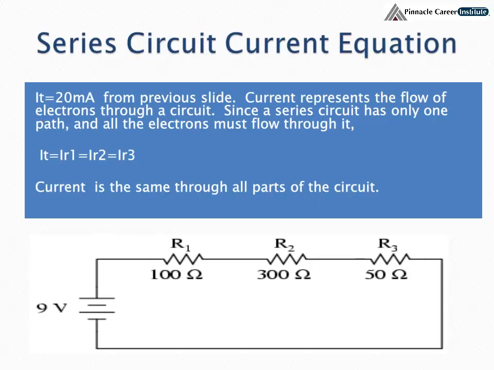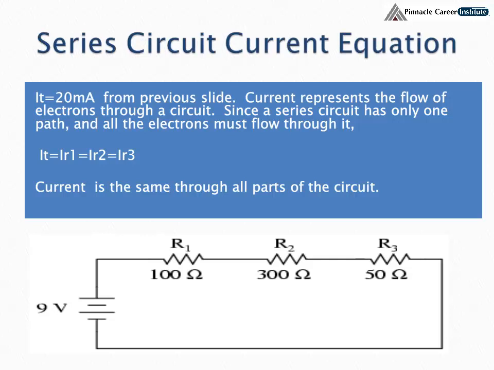Now solving for the other currents in the circuit is easy, and this is the trick to series circuits. This is how we solve for everything else in it. Our total current we found on the previous slide was 20 milliamps. Current represents the flow of electrons through the circuit, and since a series circuit has only one path, all the electrons must flow through that path, which means our total current is the same as our current through R1, the same as our current through R2, and the same as our current through R3.